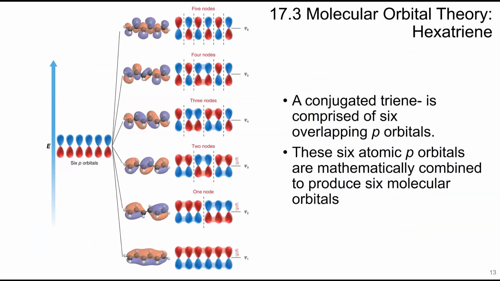If we look at the orbital theory for hexatriene, it gets a little bit more complicated. So this is what you see here, the same 1 node where there's 3 red on top, 3 blue on top, and then we alternate the blue, red, blue, or red, blue, red, and then we have the gaps in between here all the way up to 5 nodes.